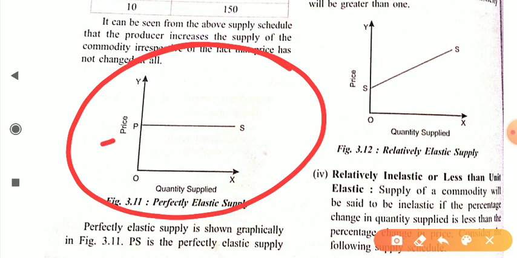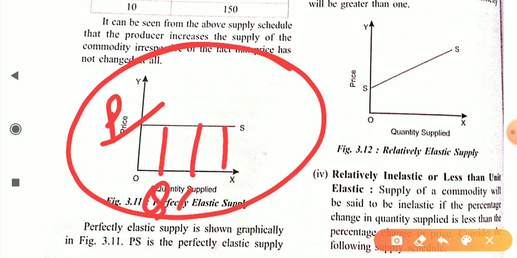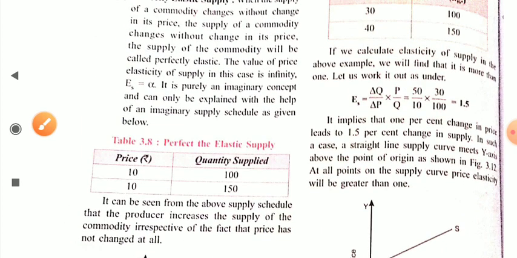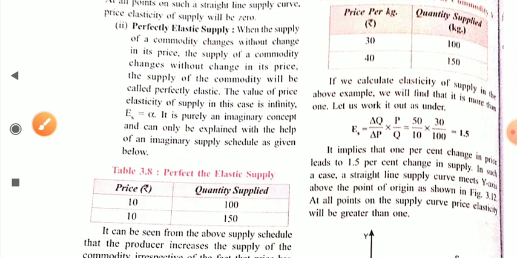So you can see that there is no change in price, it remains constant at point P. You can change your quantity like this: q, q1, q2. So these are the different quantities. So you can say that a perfectly elastic supply means when the price of a commodity remains constant and only the quantity supplied of a commodity changes. Or you can say that when the supply of a commodity changes without change in price, it is simply known as perfectly elastic supply.